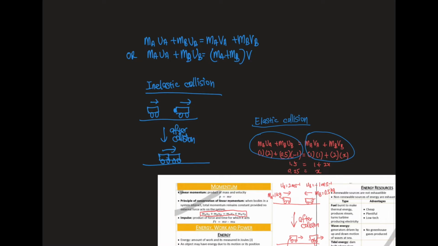Basically because they move together, they both have the same velocity. So we can imagine that VA and VB are the same value. So you can factorize the same value and put it out here. So you can use this formula also for inelastic collision.